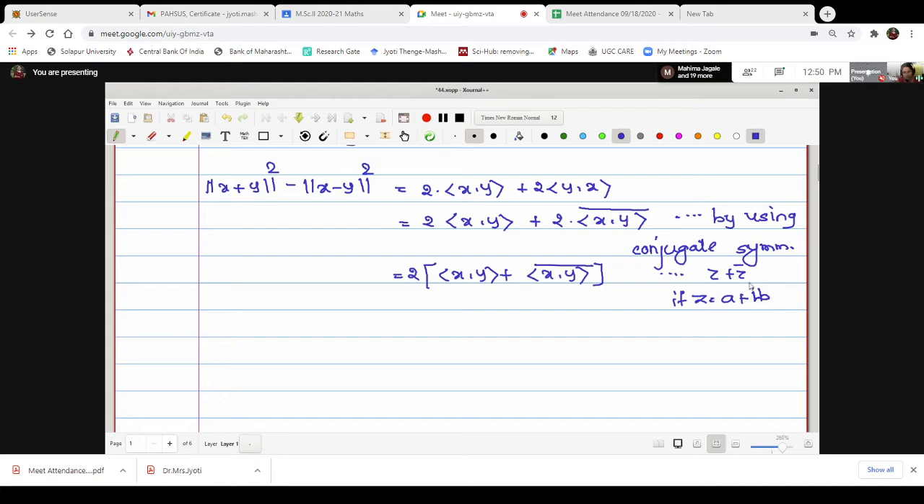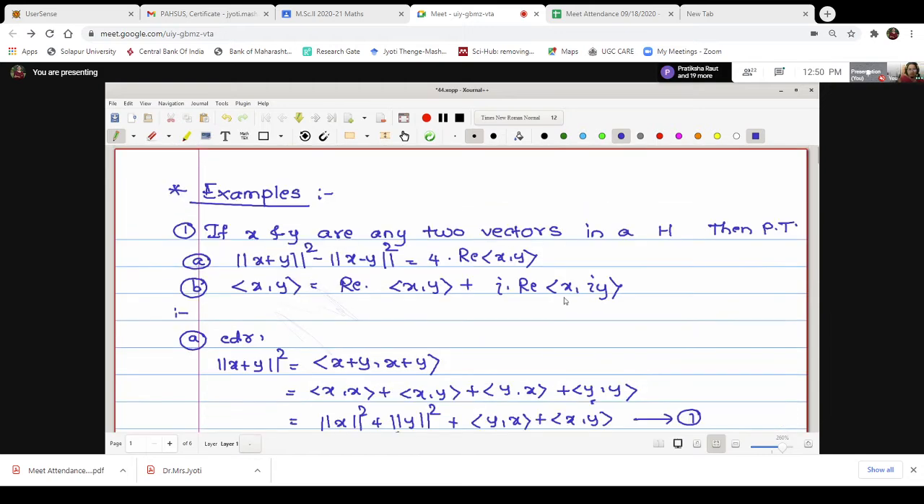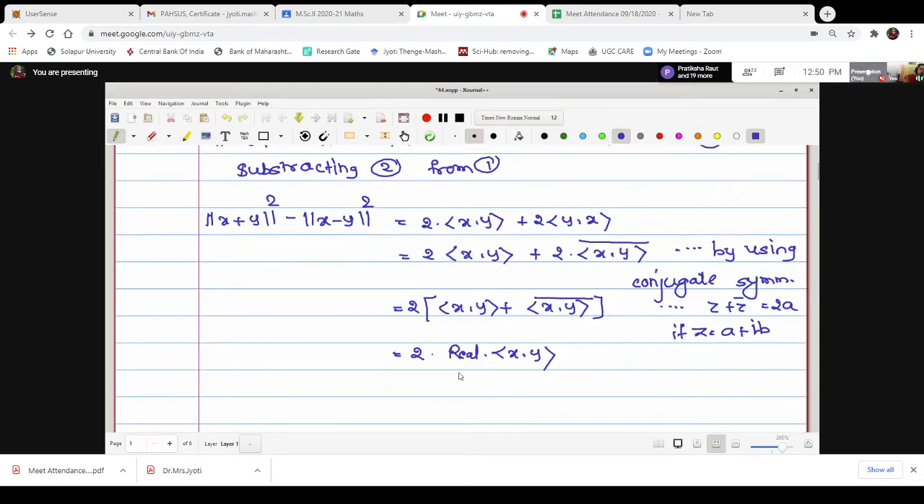Then what is Z plus Z bar? Yes, is it 2A? 2A means this is 2 times the real part of the corresponding number. Therefore, shall I write here, this is 2 times the real part of inner product xy. This middle term is 2 times.